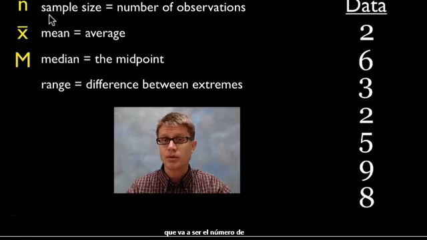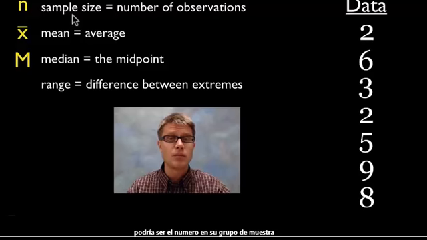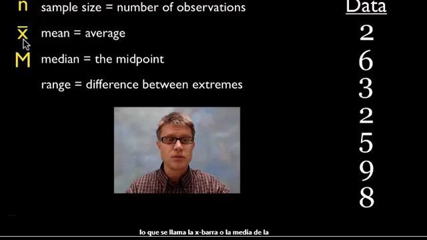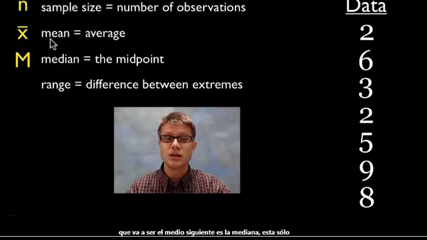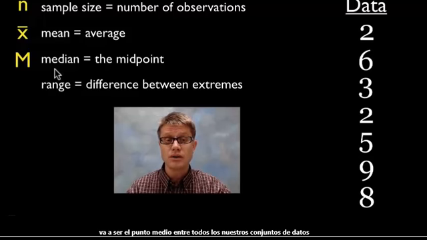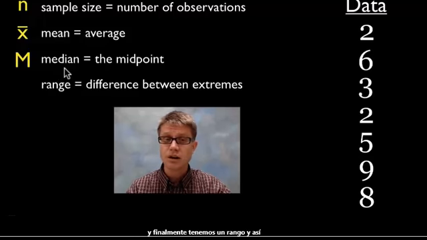First one's going to be the sample size. That's going to be the number of observations that you make. And so that could be the number in your sample group, in your random sample. Next we have what's called the x bar, or the mean. The mean and the average are going to be the exact same thing. So if you know what an average is and how to figure it out, that's going to be the mean. Next is the median. Median is simply going to be the midpoint in between all of our data sets. And then finally we have a range.